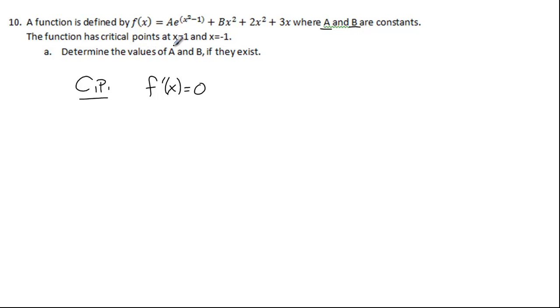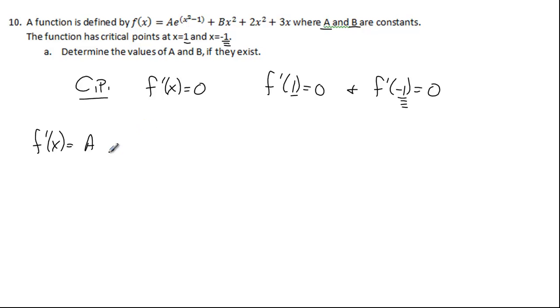And this is when, in two particular circumstances, we know f prime of 1 is equal to 0 and f prime of negative 1 is also equal to 0, because those are critical points. So we have to determine the values of a and b, if they exist, that satisfy these criteria. In order to do so, we're going to have to take the derivative of f of x. So f prime of x is equal to, a is a constant, so I'm going to keep it out as such.